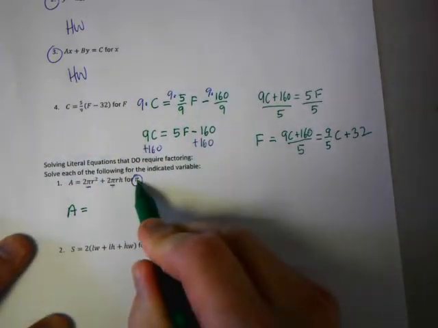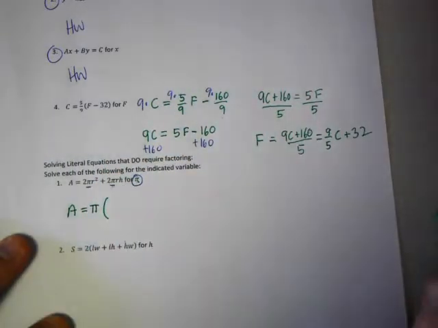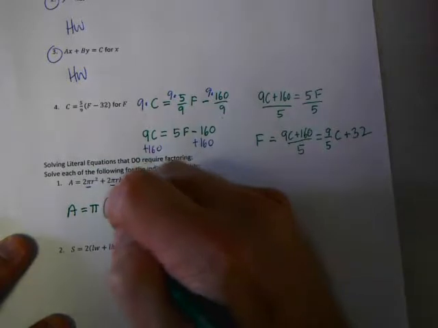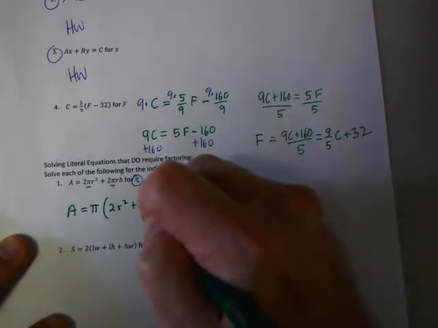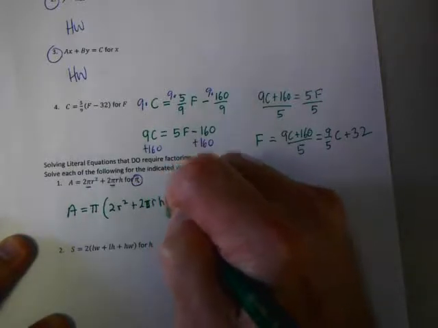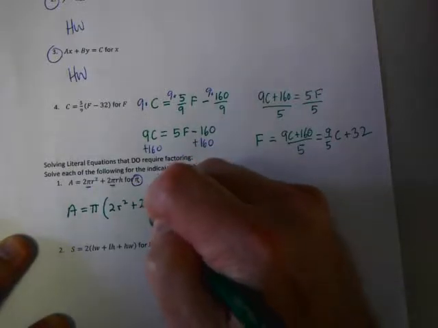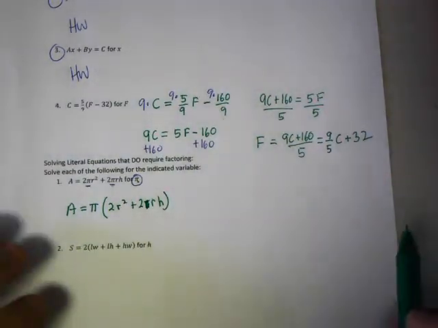Since I'm trying to solve for pi, I'm only going to factor out pi. I could factor out more, but I don't want to because I want to get the pi. So that's 2r squared plus 2 pi, 2rh. So notice there was more stuff common, but I did not factor it out. I only factored out the pi.